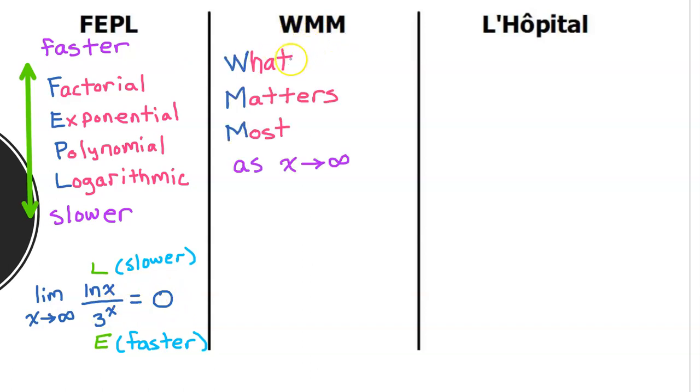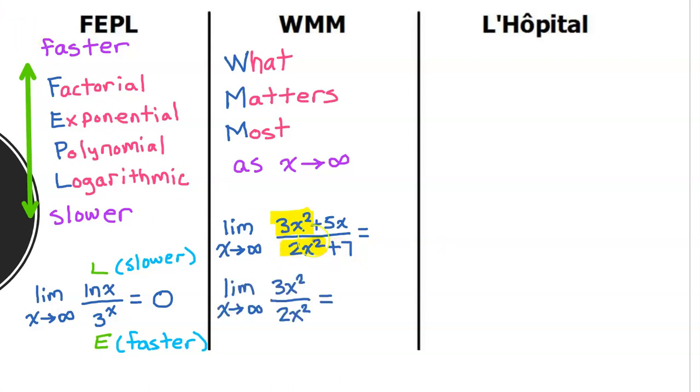WMM is another acronym that stands for what matters most as x approaches infinity. For example, consider the limit of this expression as x approaches infinity. In the numerator, the 3x squared matters most. It has the highest degree and it's going to be growing a lot faster than the 5x. In the denominator, the 2x squared matters most for the same reason.